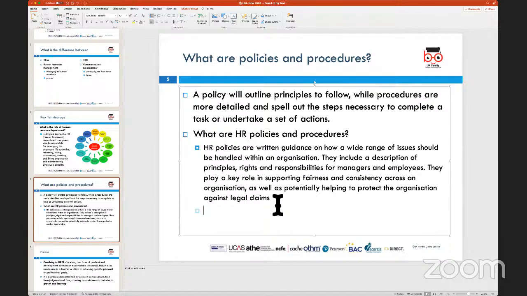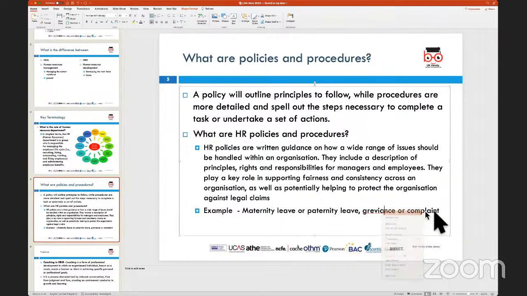Now, an example of policies and procedures would be how to apply for maternity leave, or if I'm a father, paternity leave, right? If you have a grievance against an employee, then how would you apply and make a complaint against a particular employee or your boss? So these are policies and procedures which will be given in the HR.